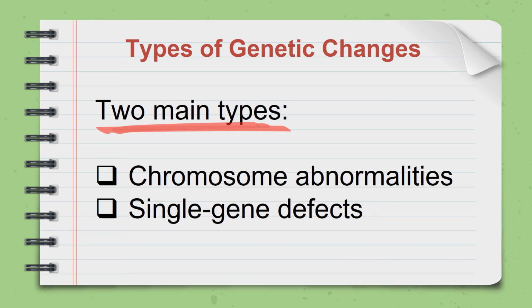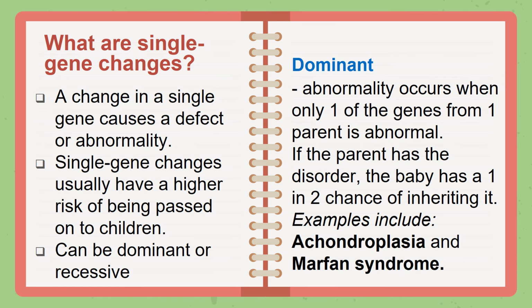Now let's have another type of genetic changes, which is the single gene defects. A change in a single gene causes a defect or abnormality. Single gene changes usually have a higher risk of being passed on to children. The gene changes can be dominant or recessive. For the dominant, the abnormality occurs when only one of the genes from one parent is abnormal. If the parent has the disorder, the baby has a 1 in 2 chance of inheriting it. Examples include achondroplasia and Marfan syndrome.